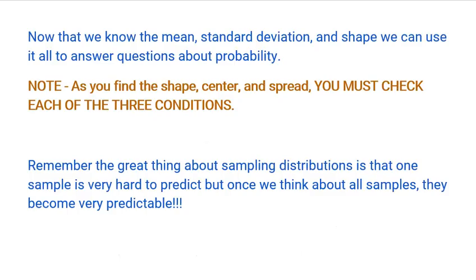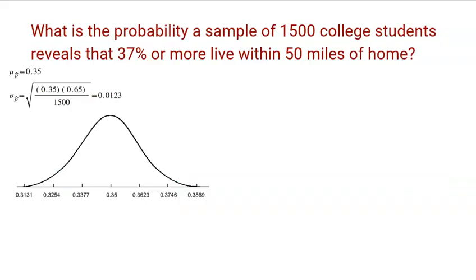All right, let's answer some probability questions. Now that we know the mean, standard deviation, and the shape, we could use it to answer all different questions about probability. Note, anytime you find those three things, you have to check each condition that goes with them. I emphasize those in red. Please make sure you don't forget to do that. All right, here's a question. What is the probability that a sample of 1,500 college students reveals 37% or more live within 50 miles of home? So I want to find the probability that a sample is more than 37%.